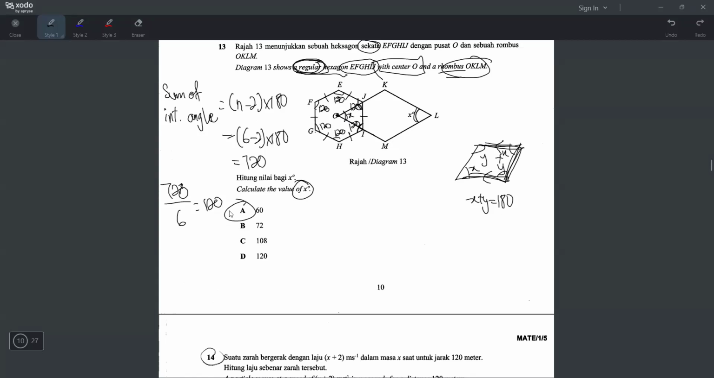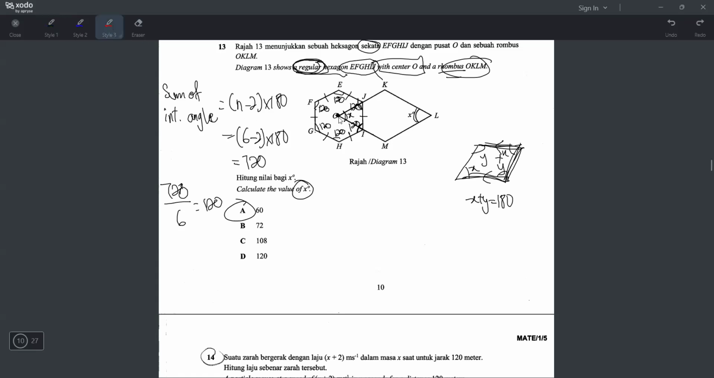60, yeah. The answer is 60. Okay, let me explain why. This is the center, right? If you draw one line here and draw one line here, these three sides will be the same length. It will be an equilateral triangle. Let me prove to you why it is like that.